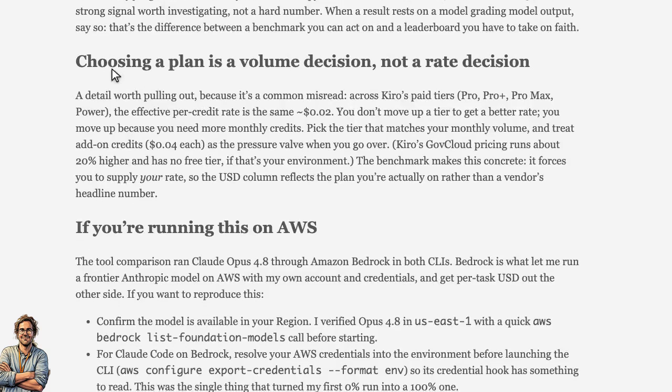One detail worth pulling out, because it is a common misread: across the paid tiers, the effective per credit rate is the same. You do not move up a tier for a better rate, you move up because you need more monthly credits. Pick the tier that matches your volume and treat add-on credits as the pressure valve when you go over.